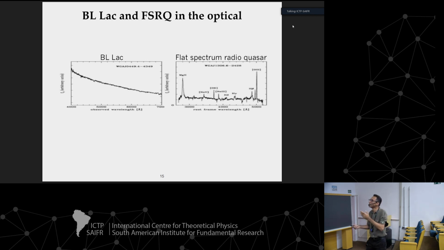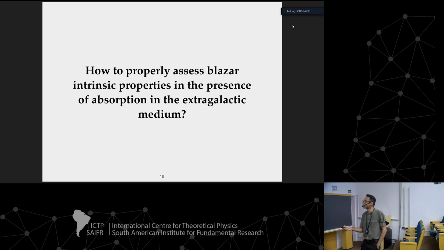So most of the AGNs that CTA will see in the high redshift universe will be BL Lacs. And then determining the redshift of these objects will be a problem. So this is something that we need to solve in some way. Right? It's hard to determine redshifts of BL Lacs, and they're going to be the dominating objects that CTA will see in the high redshift universe.